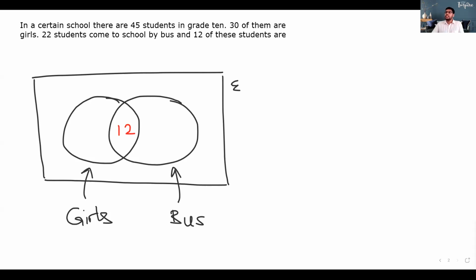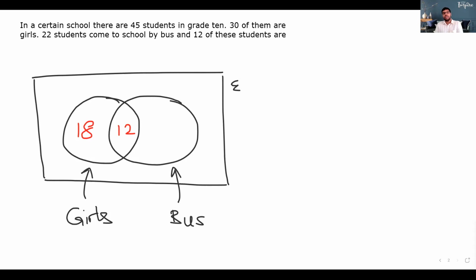Right? So children, out of the 30 students, only 12 of them come to school by bus. That means how many others are there, children? There are 18 others, because 12 plus 18 is 30. So that means the other 18 girls, they don't come to school by bus. So we'll write them over here.